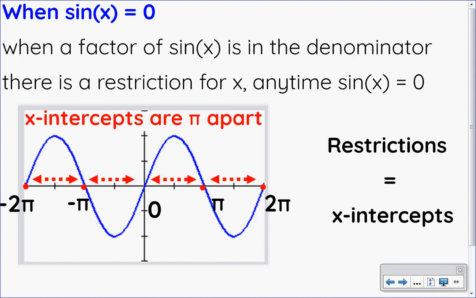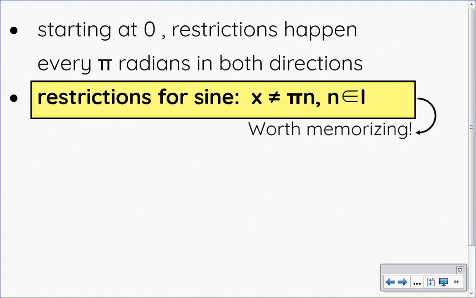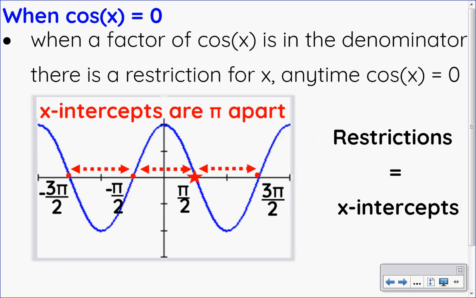So those restrictions for sine x are the x-intercepts of sine. Now you can see on the graph there where I have my x-intercepts. It starts at 0 and the restrictions happen pi radians in both directions. So my restrictions for sine are that x cannot equal multiples of pi, and that is definitely worth memorizing. It comes up a lot. The other one that comes up a lot is cosine.